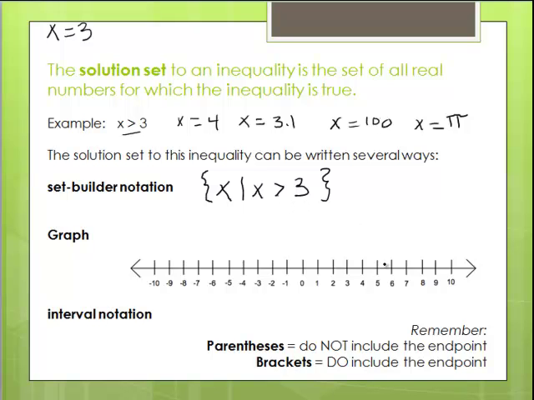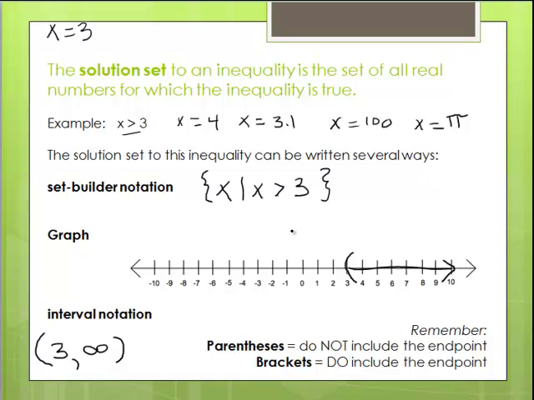You can also graph it. Greater than 3 we know is this direction, right? Okay, well, we're going to learn in just a few minutes about brackets and parentheses. Since this is strictly greater than, we're going to put a parenthesis there. So that's how you would graph x is greater than 3. And your graph helps you to write it in interval notation. On the left, we have a parenthesis, and it begins at 3 and goes forever to the right. So you would write that as 3, comma, infinity. And infinity always has a parenthesis on it.